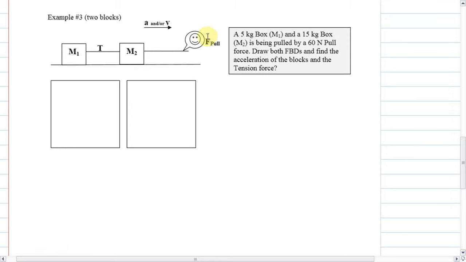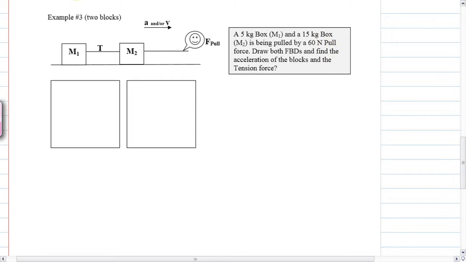What we have here is smiley face guy pulling on the cord here, and it pulls on block M2, and M2 is attached to M1 by this cable with a tension in there to M1. And it says a 5 kilogram box M1 and a 15 kilogram box M2 is being pulled by a 60 Newton pull force. Draw both free body diagrams and find the acceleration of the blocks and the tension force.